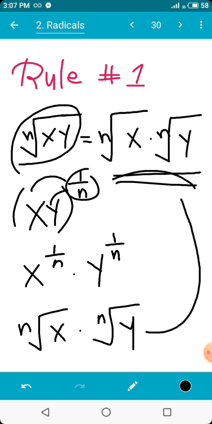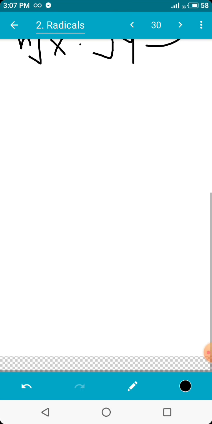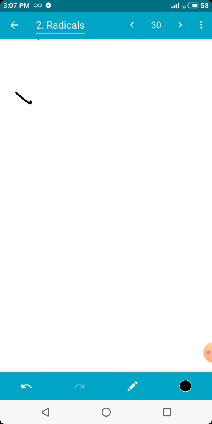Okay? So, let's have example. Let's say we have cube root of 216. Okay? So, gusto natin siyang i-break down, i-rewrite.